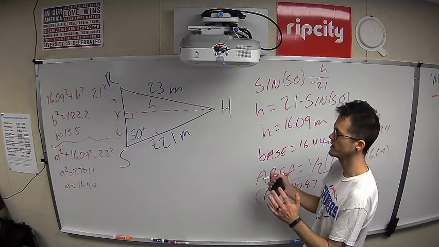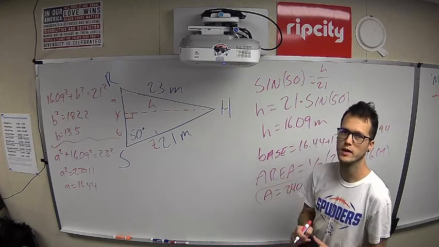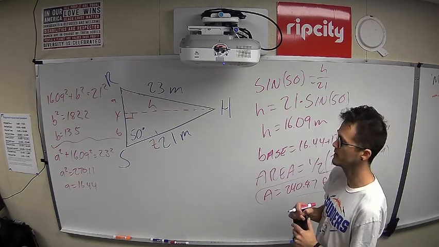We found the area of this triangle. We only had two side lengths. We had one angle measure. We had to use trig. We had to use Pythagorean theorem. This was a mess, but we had the tools to do it.